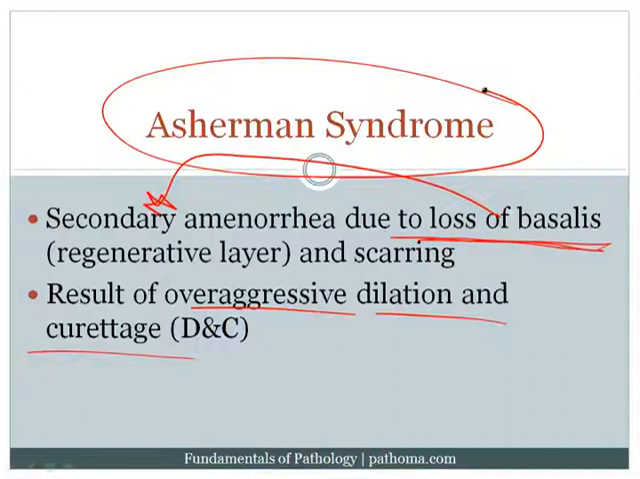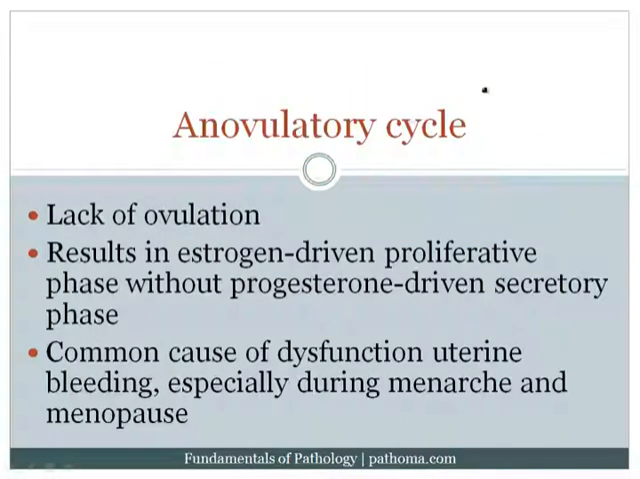Again, what's the high yield here? The whole notion of the basalis. That's what's important when understanding the principle of this disease. The next disorder that we're going to talk about is called anovulatory cycle. Now, in this particular case, what happens is the patient goes through a proliferative phase, but they don't ovulate. And remember that once ovulation occurs, that then puts us into the secretory phase of the endometrial cycle, where we prepare the endometrium with progesterone.